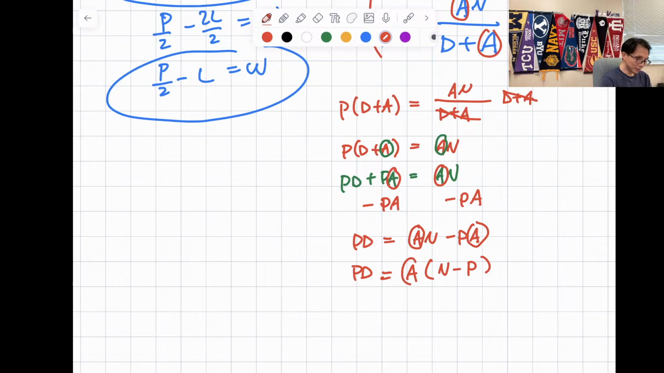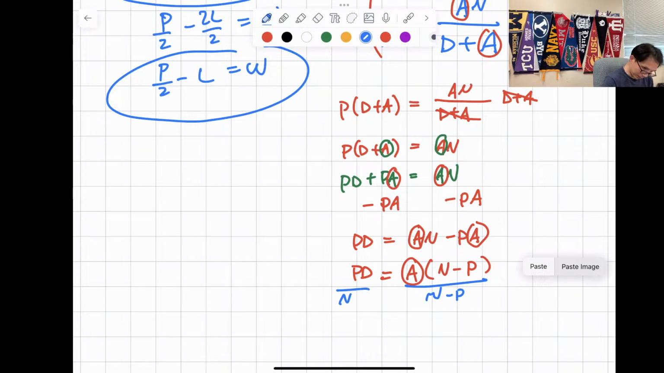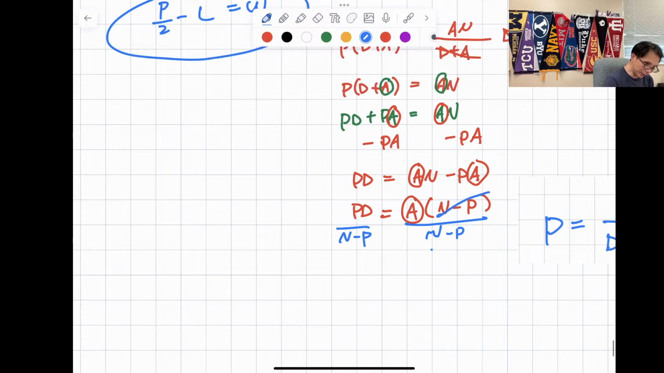Lastly, we got A by itself, but it's A times something. Can we divide it over? M minus D, sorry, this is the M minus P? Okay, so A equal to PD over M minus P.